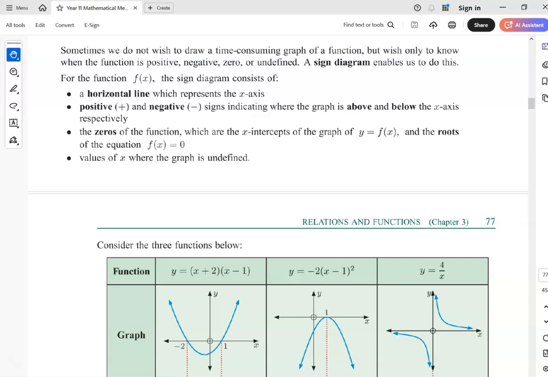Sign diagrams are really important. We used them last topic when? When did we use sign diagrams last topic? Sorry. When did we? Graphing, well, I wish we did.